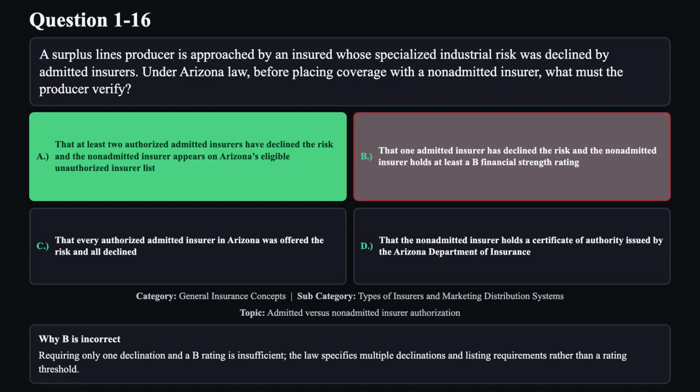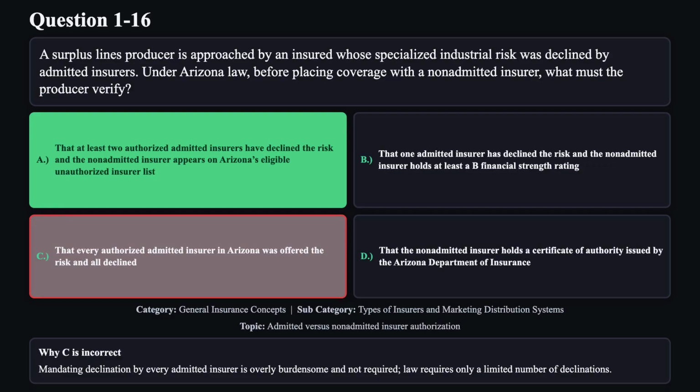Reason B is not correct. Requiring only one declination and a B rating is insufficient. The law specifies multiple declinations and listing requirements, rather than a rating threshold. Reason C is not correct. Mandating declination by every admitted insurer is overly burdensome and not required. Law requires only a limited number of declinations.